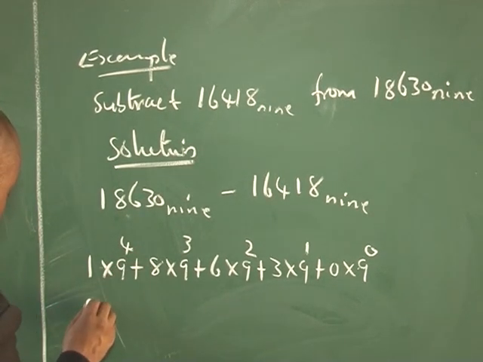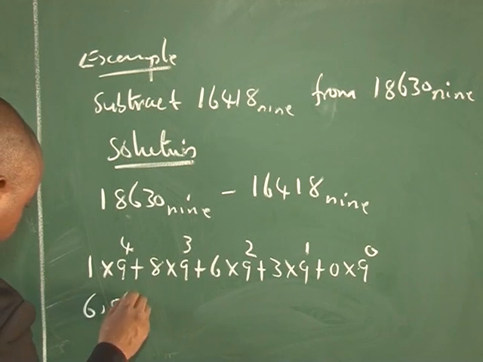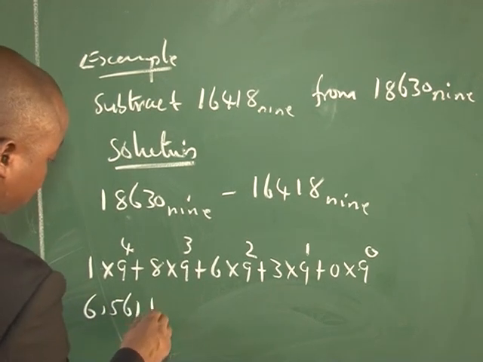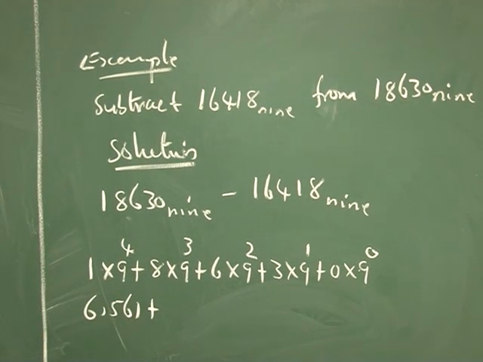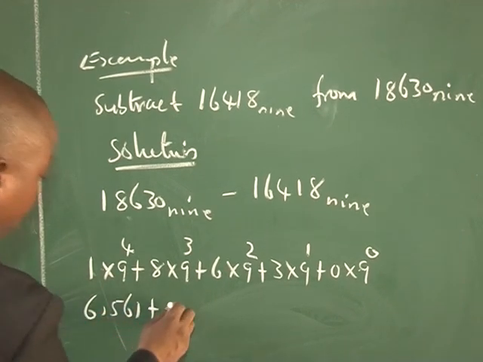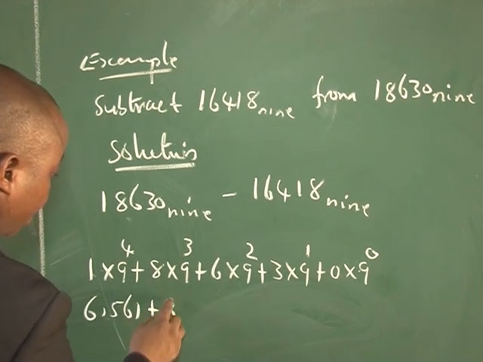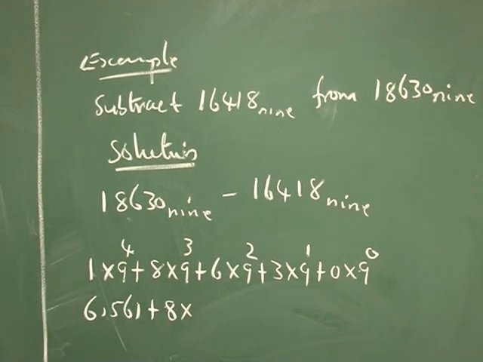9 raised to 4 will give us 6,561 plus, this is times 1. So we have this. Okay, let me pick it one after the other. 8 times 9 raised to 3.